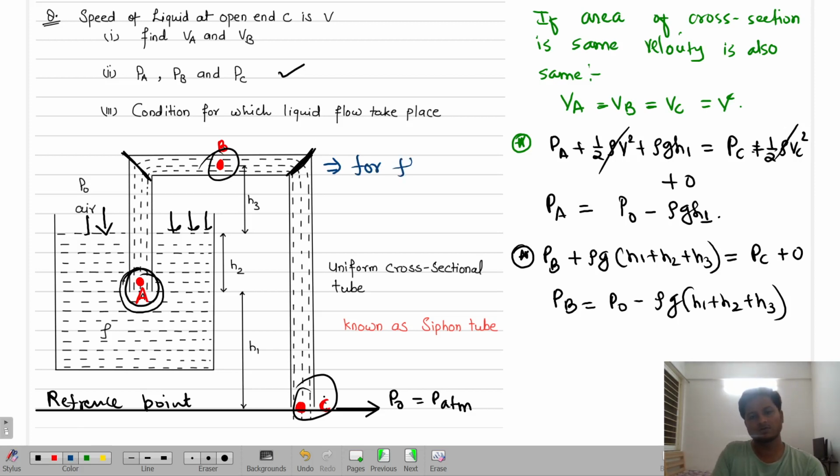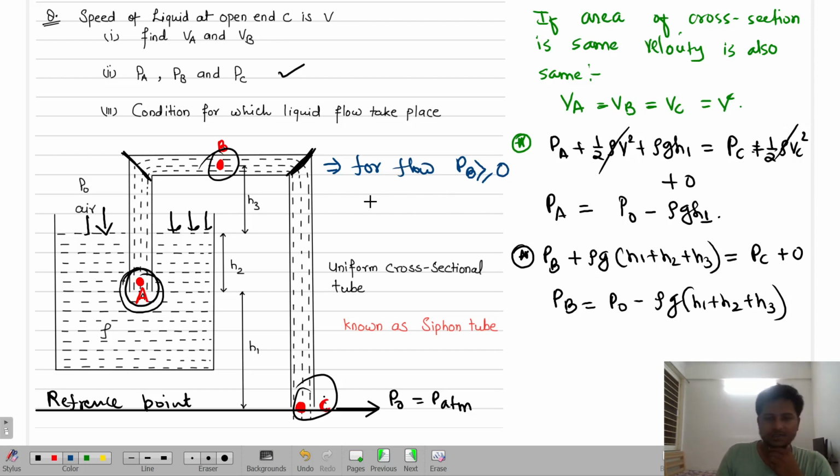For flow, simple: pressure at B should be greater than or equal to 0. It should never be negative. Even if it is equal to 0, this will be the higher pressure and it will make the particles flow that way. So it should always be greater than or equal to 0. So if I write the equation, then it becomes simple.